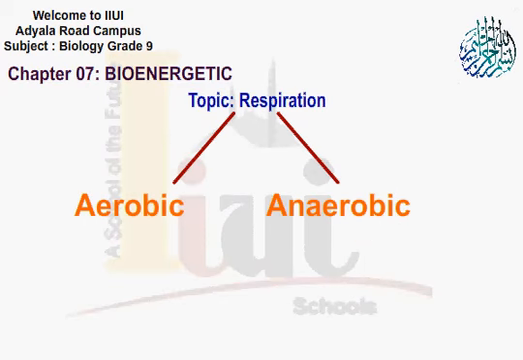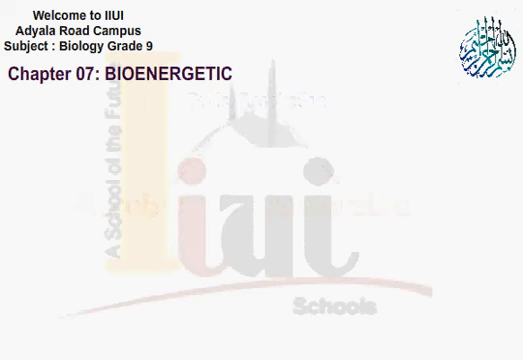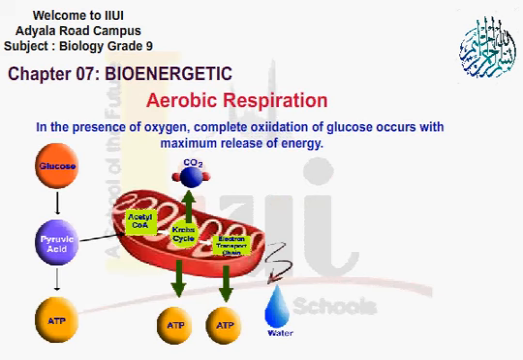Students, there are two types of respiration: aerobic respiration and anaerobic respiration. As you know, the fuel used by a cell to get energy by cellular respiration is glucose. The cellular respiration occurring in the presence of oxygen is called aerobic respiration. In the presence of oxygen, complete oxidation of glucose occurs with maximum release of energy.